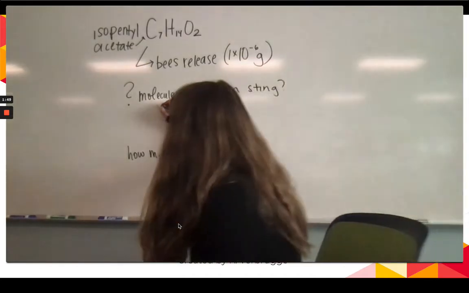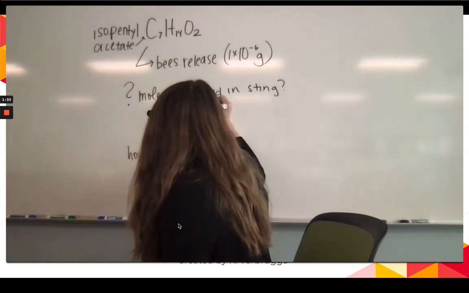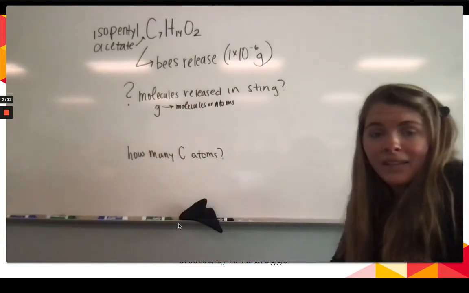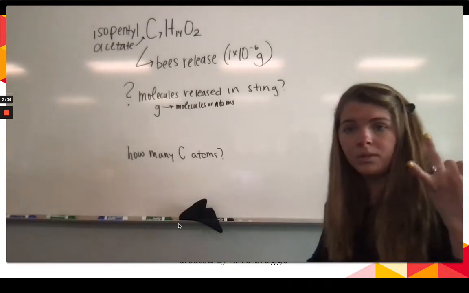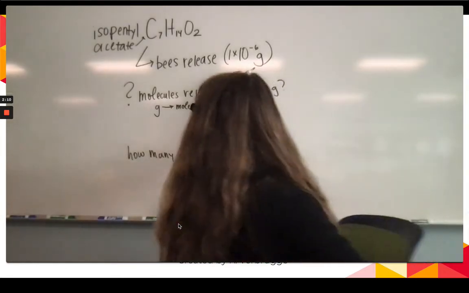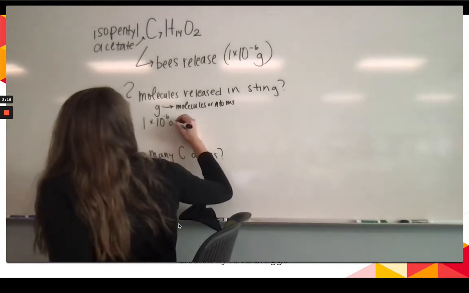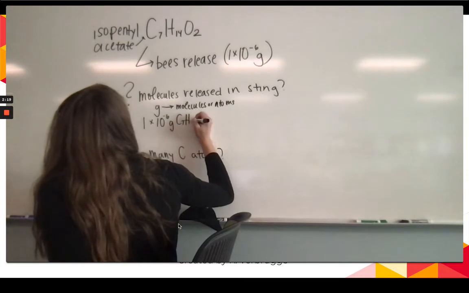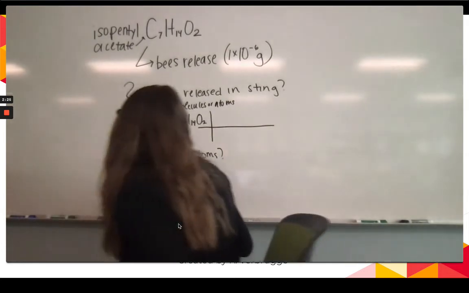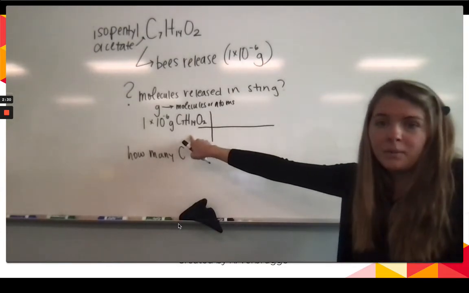It's telling us that we have this many grams usually in a typical sting. So in this problem, we're trying to go from grams to molecules. And remember, molecules can also be replaced with the word atoms. So we're going to go from grams to atoms. Remember, we cannot go directly from grams to atoms. We have to go from grams to moles and then moles to atoms. So this is going to be a 2 to 3 step problem. So let's start with this value given here, because we're always going to start with our given. 1 × 10⁻⁶ grams, and that's a measure of C7H14O2. And we're trying to convert this into atoms of isopentyl acetate.